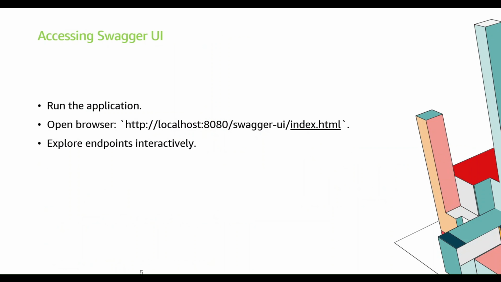So in the Maven project, if you add the Swagger dependency, when the project is built, you can access the Swagger UI by using swagger-ui/index.html. I will be running the application on localhost port 8080.